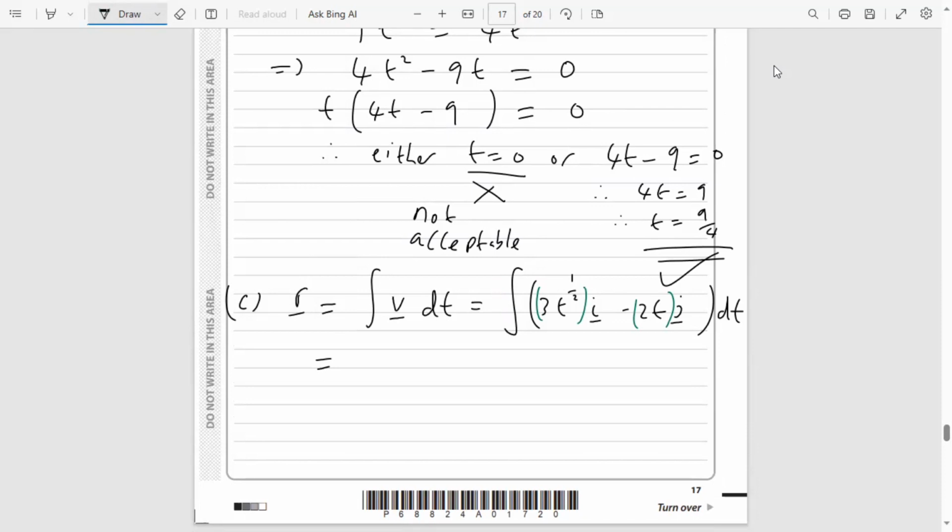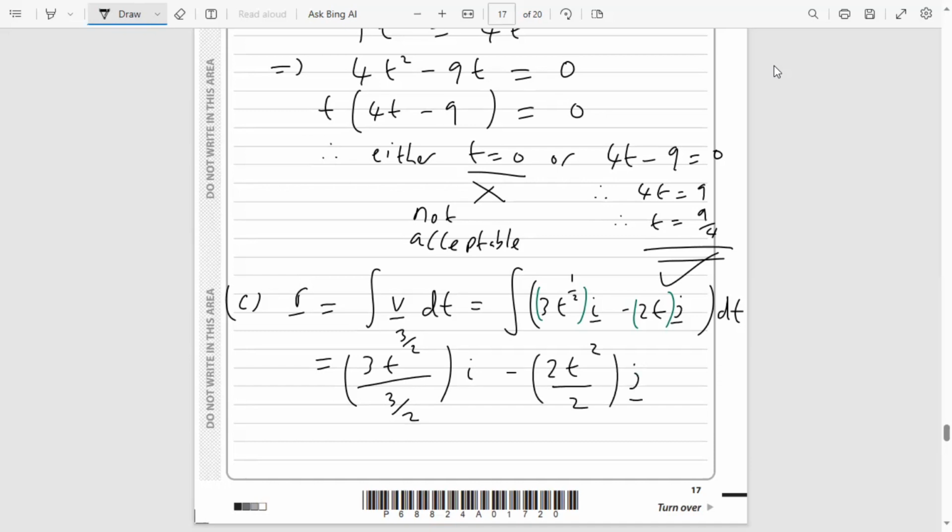Well, you add 1 to the power of the t variable, divide by the new power. So you're going to get 3t, add 1 to the power, you'll get a half plus 1, which is 1.5, so 3 over 2, and then divide by that new power of 3 over 2. Okay, so that's going to be our i component, and then we're going to integrate this negative 2t. So add 1 to the power, divide by the new power, is going to be negative 2t squared, divide by 2 in the j direction.